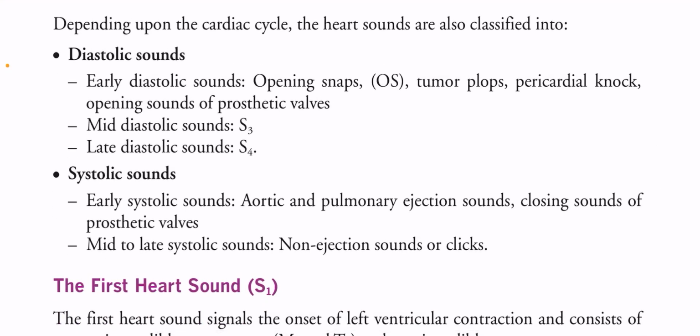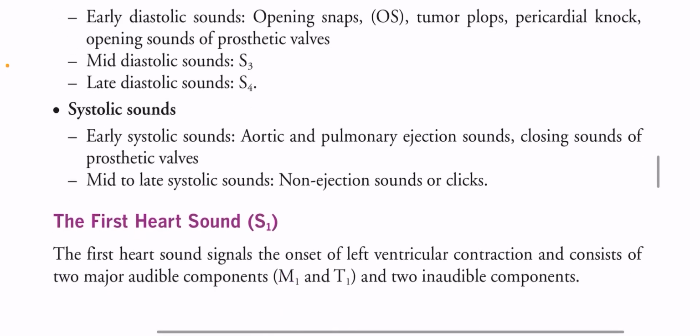Depending upon the cardiac cycle, the heart sounds are also classified into diastolic sounds: early diastolic sounds, that is opening snaps, tumor plops, pericardial knock, opening sounds of prosthetic valves; mid diastolic sounds, that is S3; late diastolic sounds, S4. Systolic sounds: early systolic sounds, aortic and pulmonary ejection sounds, closing sounds of prosthetic valves; mid to late systolic sounds, non-ejection sounds or clicks.